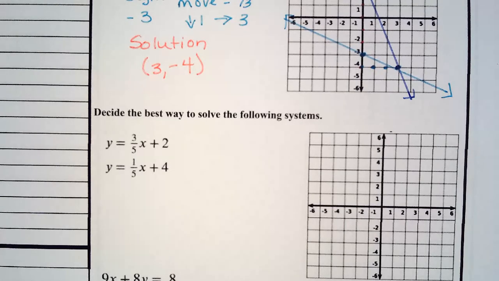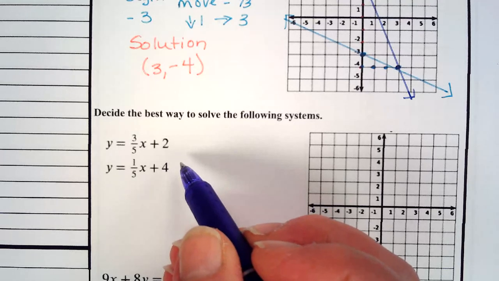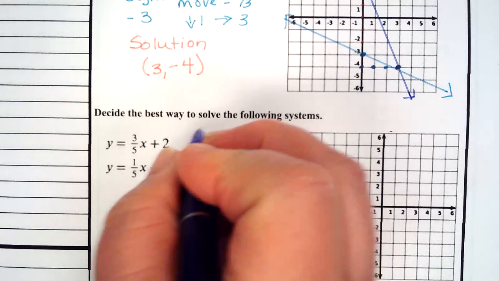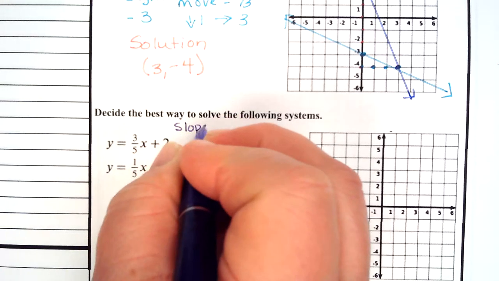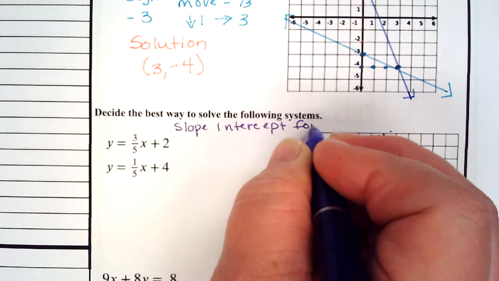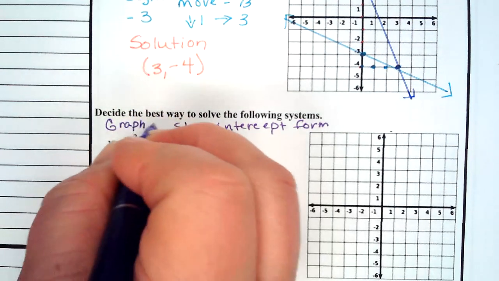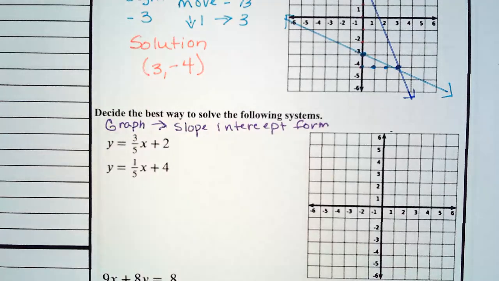So if I'm looking at the next one, step 1, decide which way I'm going to solve. Looking at it, I notice they're both in slope-intercept form. If they're both in slope-intercept form, graphing would be the easiest. Substitution would almost be as easy. But with the fractional coefficients of x, we might want to just go ahead and graph.